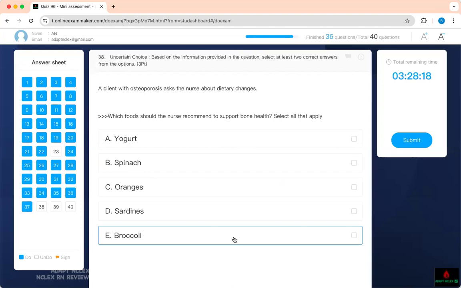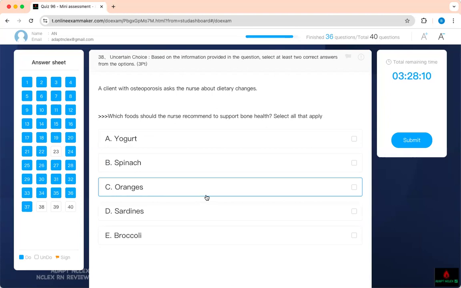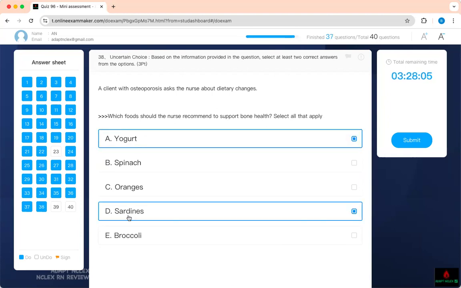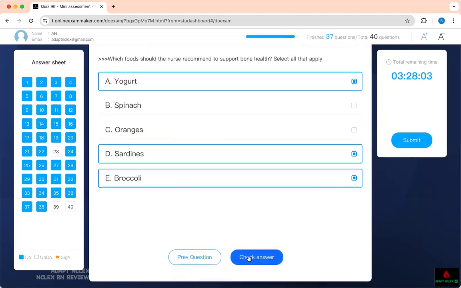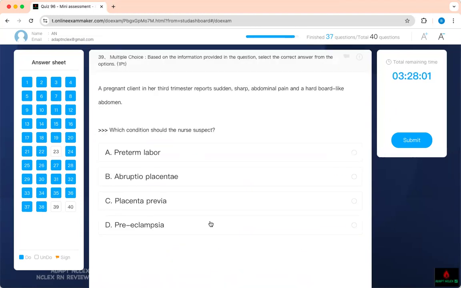Which food should the nurse recommend to support bone health? Select or apply. A client with osteoporosis asks the nurse about dietary changes. You need calcium, you need vitamin D and sunlight. Yogurt, sardines, and broccoli are your favorite calcium sources.